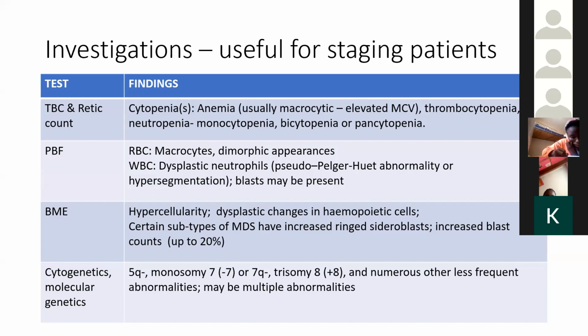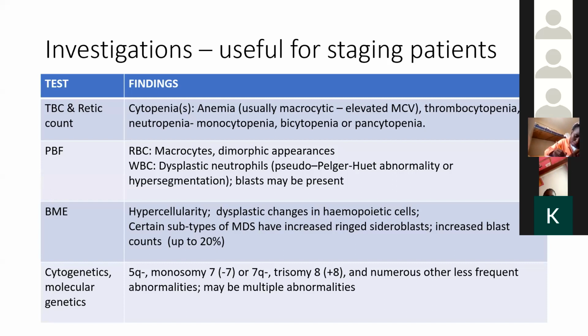The bone marrow is hypercellular, and there are dysplastic changes in the marrow cell precursors, the blood cell precursors. Certain subtypes of MDS will have an increase in the ringed sideroblasts, and there may be increased blast counts, in some maybe up to 20%, because when you hit 20%, it becomes leukemia. Again, these changes, the number of blasts, etc., will depend upon the specific subtype of myelodysplastic syndrome.